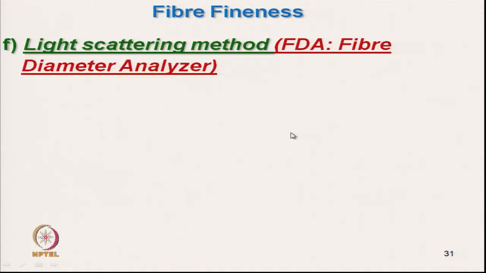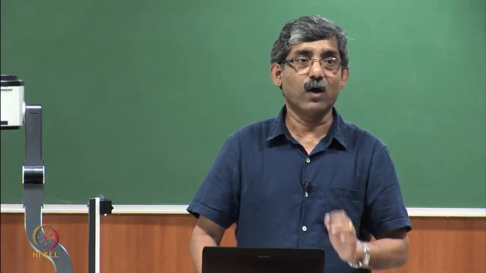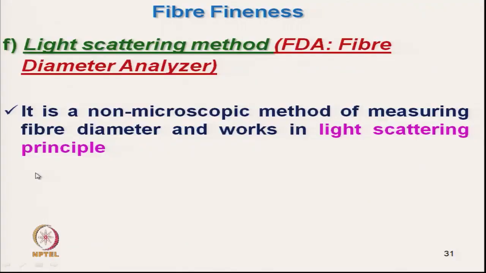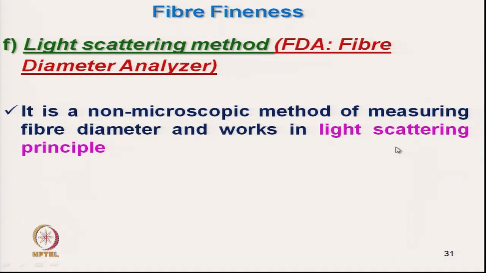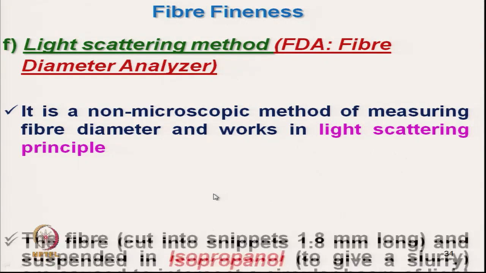The light scattering method is called the fiber diameter analyzer. It works on the light scattering principle. This is not a microscopic technique, although light is used. It is a non-microscopic method of measuring the fiber diameter, by the light scattering technique.